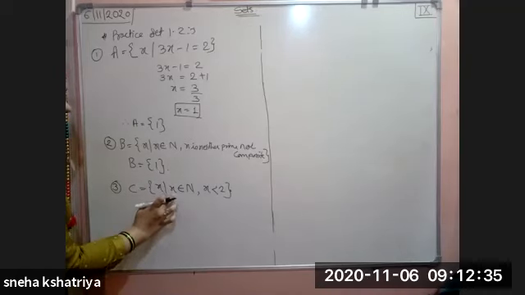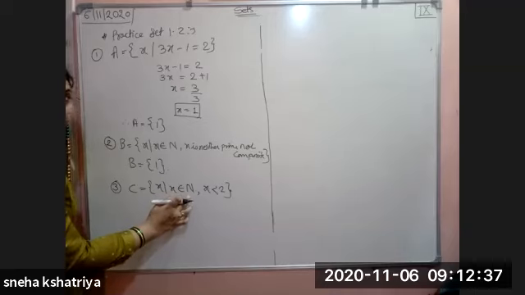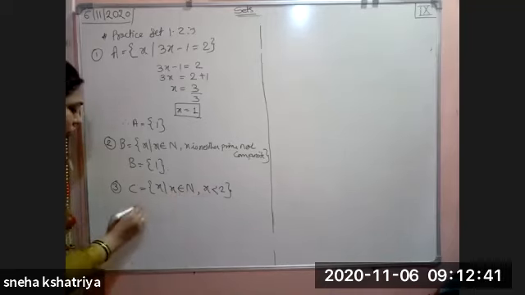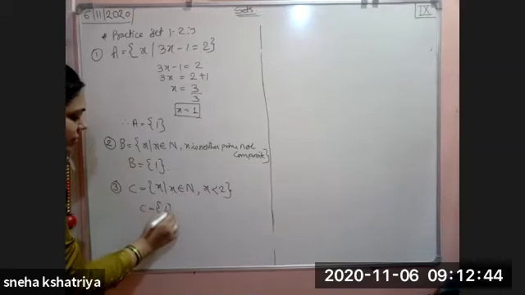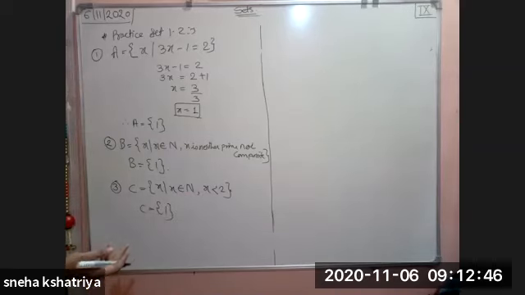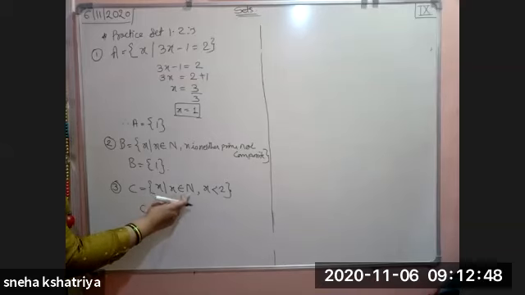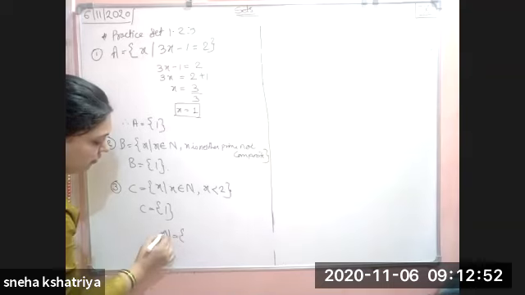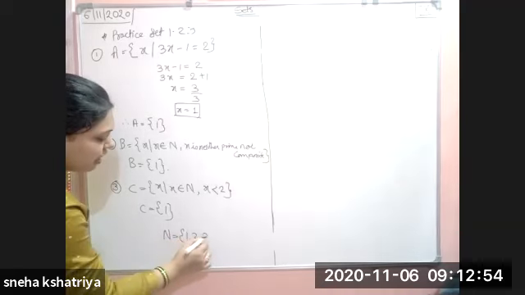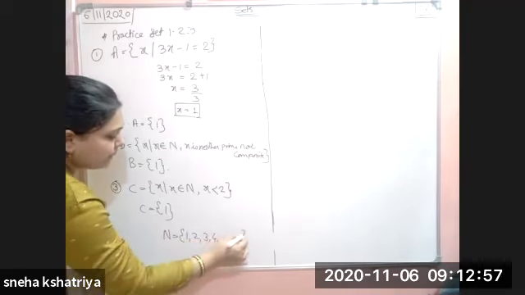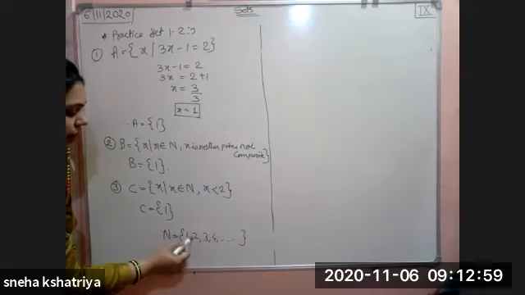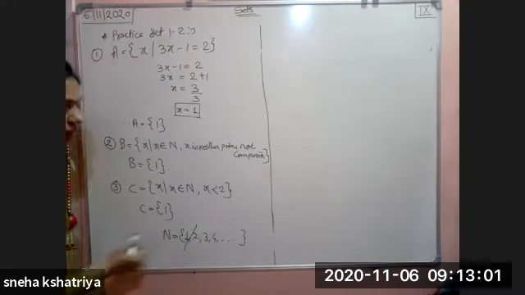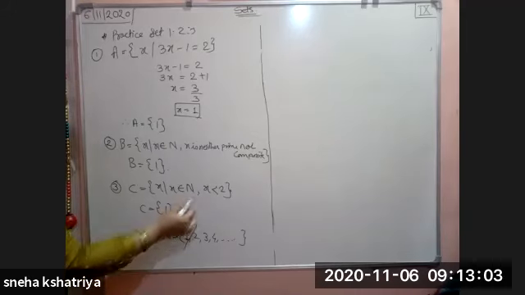So x is such that x belongs to N. x belongs to N means a natural number which is less than 2. So in C also, only 1 will come, because x is a natural number, and natural numbers start from 1, 2, 3, 4 and so on. The number which is strictly less than 2 is only 1. So we get C is equal to {1}.